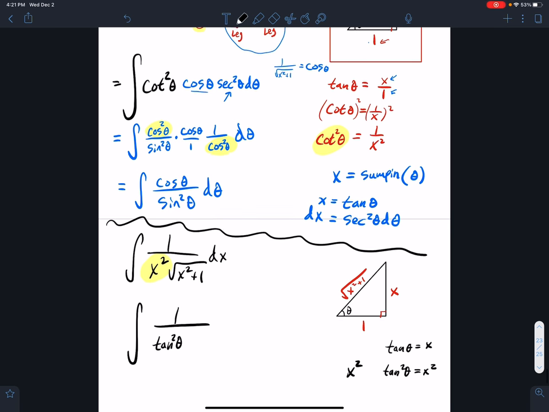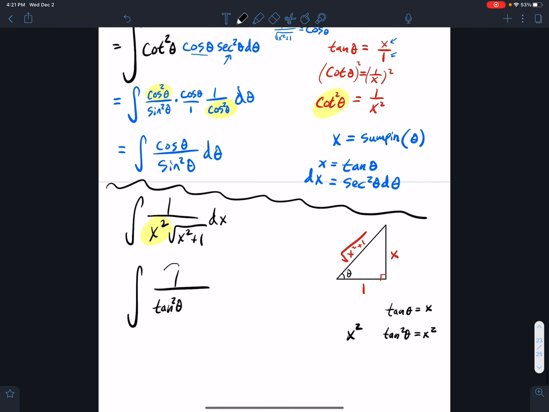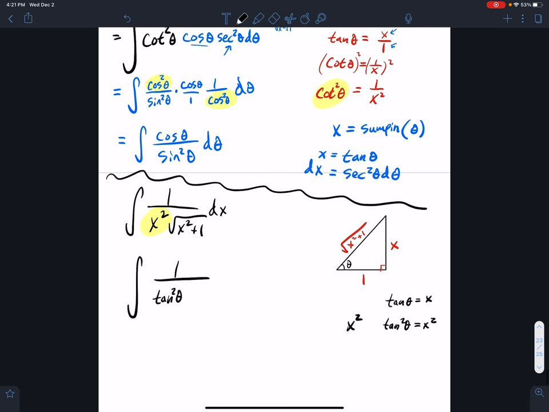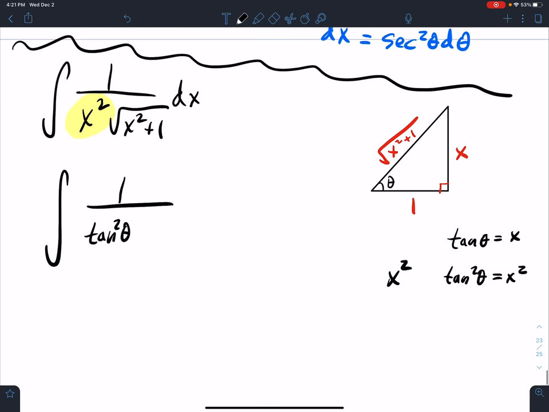Now you might be saying, well, that's not what we got earlier. What did we get earlier? We got cotangent squared. But remember, the reciprocal of 1 over tangent squared, that's a reciprocal identity that says that that's equal to cotangent squared. So it is actually the same thing, all right? So kind of cool.